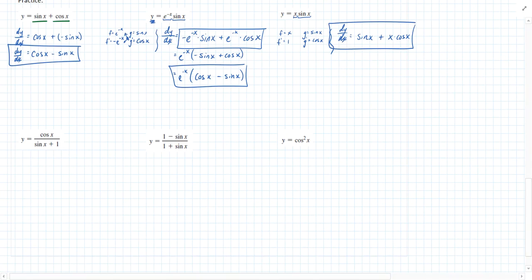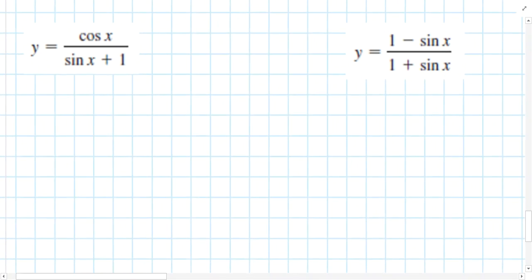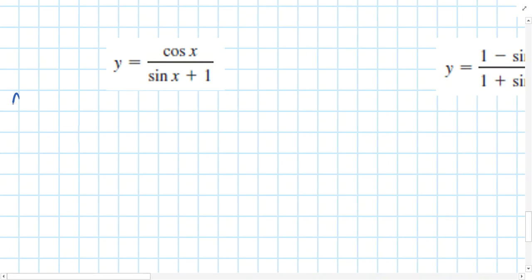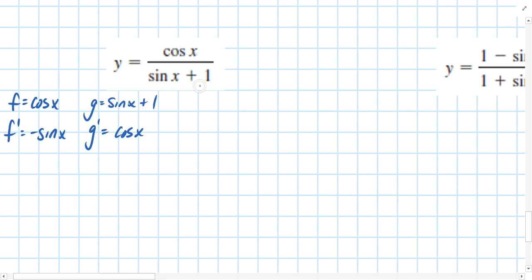Now the next row does include the quotient rule, so let's practice with that too. For this first function, I'm going to call the upper function cosine of x and the lower function sine of x plus 1. So the derivative of the upper is negative sine x. The derivative of the lower is cosine of x plus 0. Again, cosine of x plus the derivative of this, which is 0. We can just call that cosine of x.